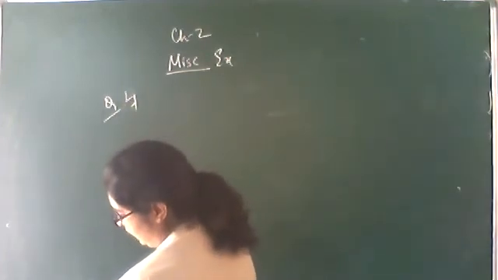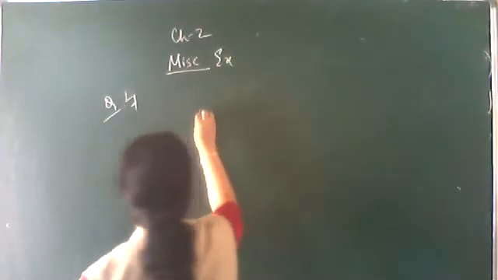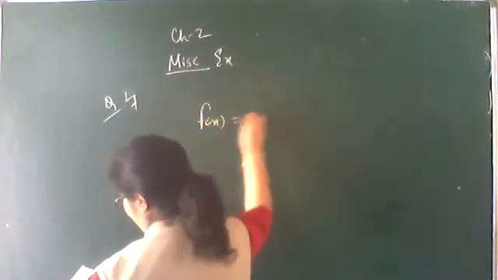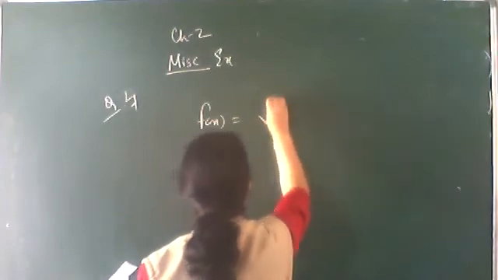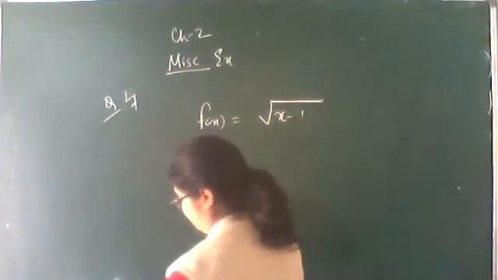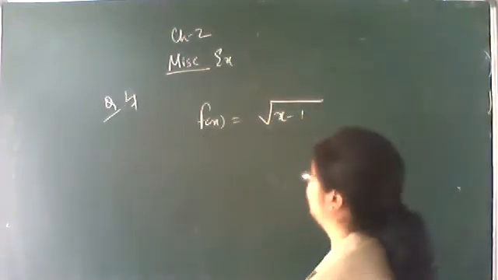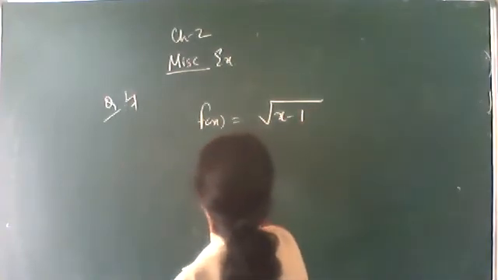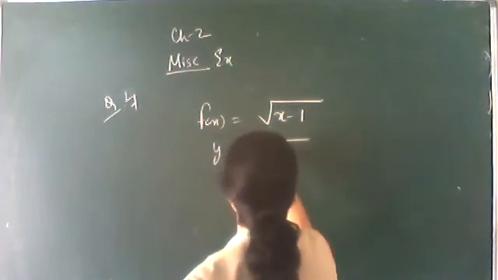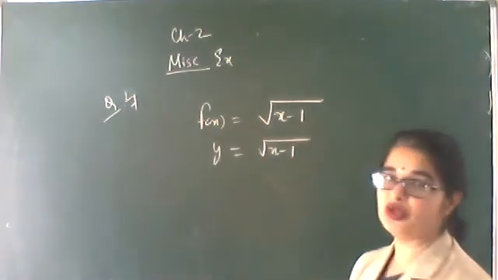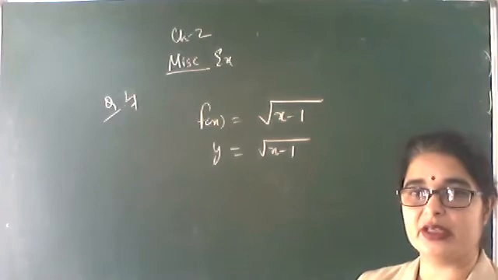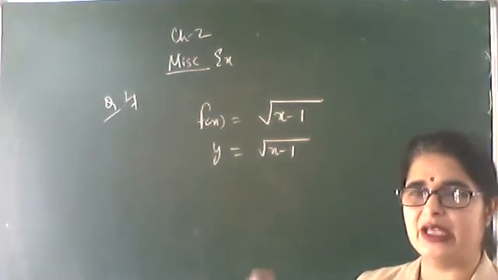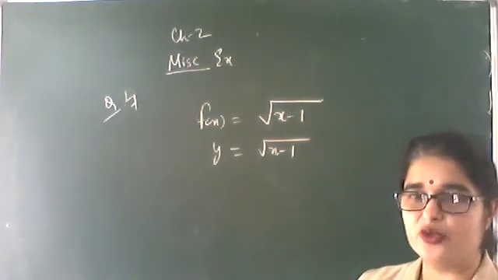Question number 4 is find the domain and range. They have given f(x) is equal to root over of x minus 1. Now we can say y is equal to root over of x minus 1. Now the same question we have done. Do you remember 9 minus x square or x square minus 9 was there in your exercise 2.3.